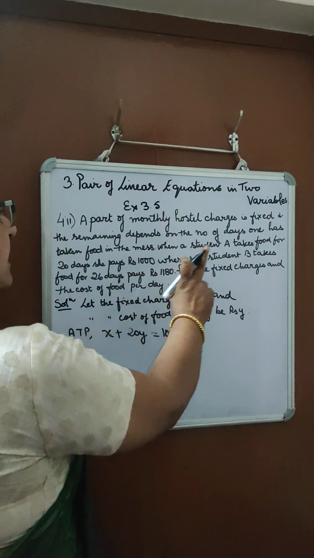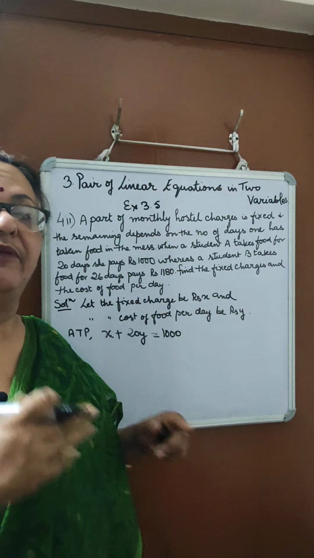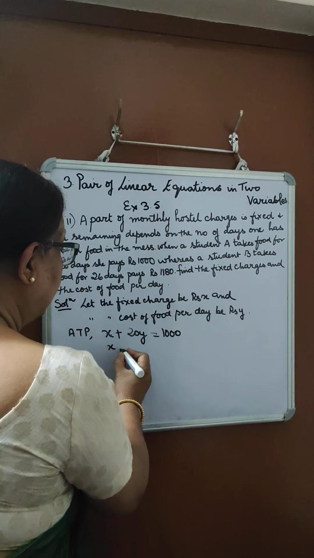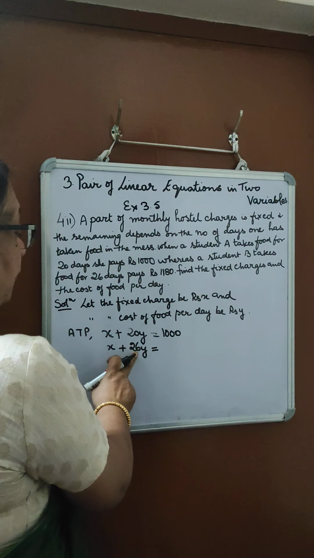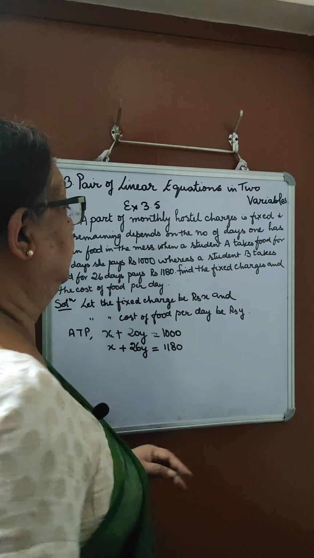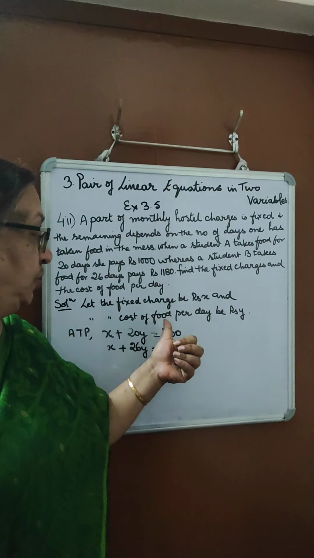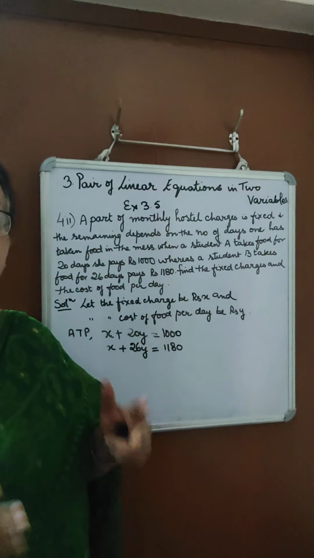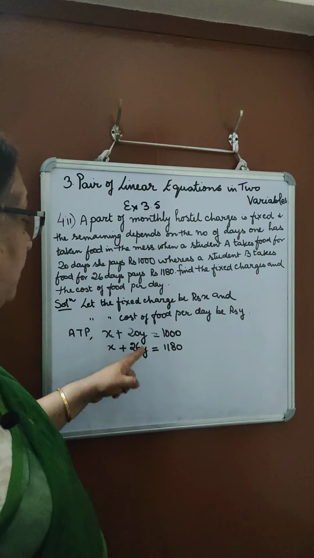And similarly, the second student B takes food for 26 days. Now again this student will have to pay the fixed charges, which is the same for everyone, X plus 26Y, because she takes food for 26 days, pays rupees 1180. Okay, so now we have two unknowns X and Y, two equations. Now we need to solve these equations to find X and Y. The easiest way of solving this, we can use the elimination method. Okay, so I am not writing this again.